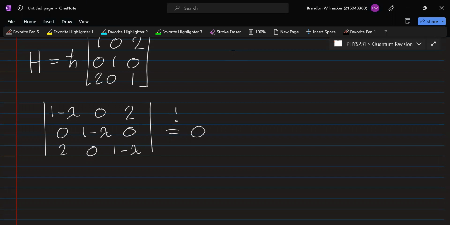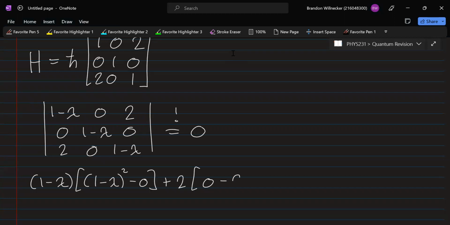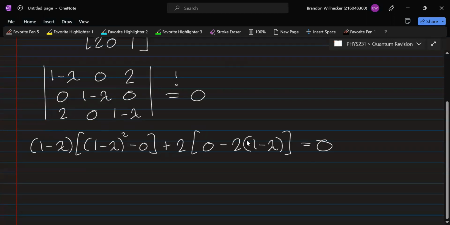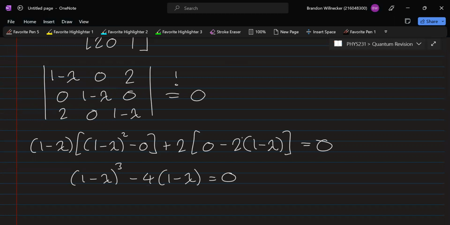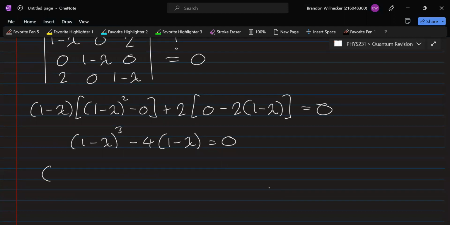So taking the determinant, we get (1 minus lambda) times (1 minus lambda) squared minus 0, plus 2 times (0 minus twice (1 minus lambda)). Okay, and again, this must be 0. So just simplifying this a bit, we get (1 minus lambda) cubed minus 4(1 minus lambda) is equal to 0.